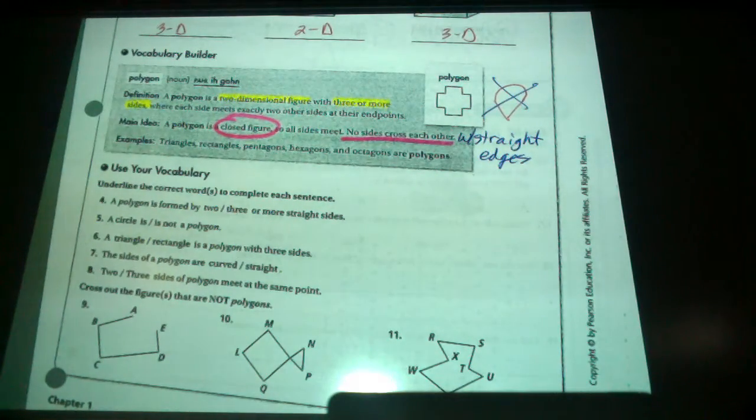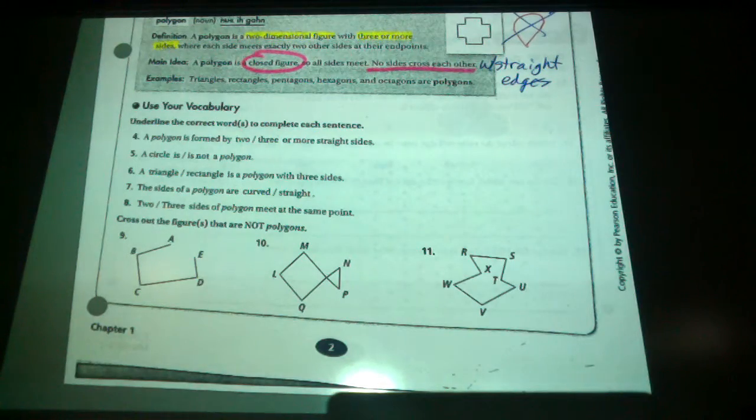So if you think about the track out at the football field, the track has 2 straight edges and then a curve on either side. It's not a polygon. What about the football field itself? Yes, that is a polygon. The track around it, not a polygon.